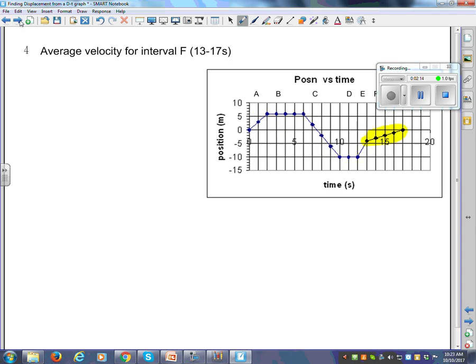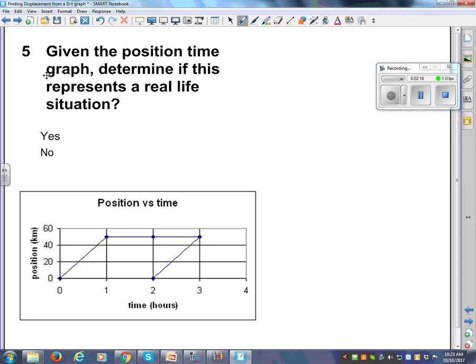We talked briefly about this one, right? Is that a real-life situation? Why not? Can't go back in time. And I reminded you about the vertical line test. It has to be a function of time. And then you were given those questions to do, right? Should I go through any of those?